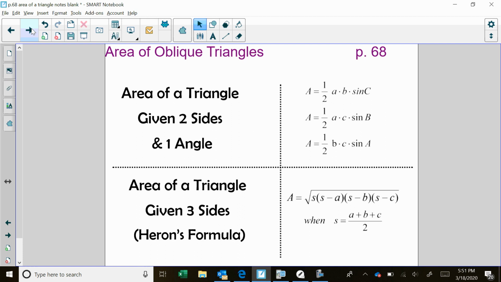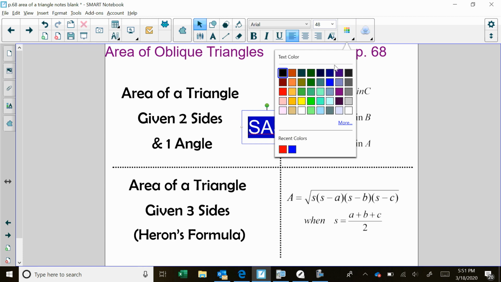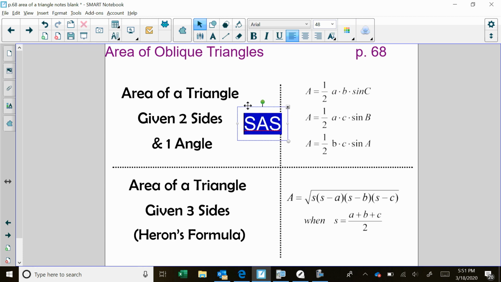So here are all the area formulas, and there's really just two. These formulas are the same formula. They just take into consideration which angle you're given. So you need two sides and an angle. So these are actually side angle side triangles. So I'll be referring to those later.